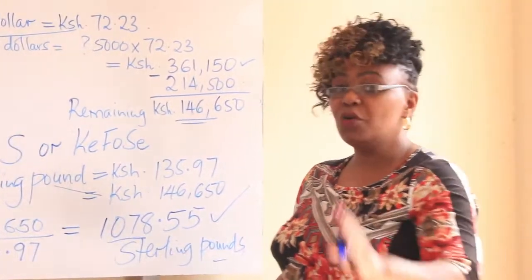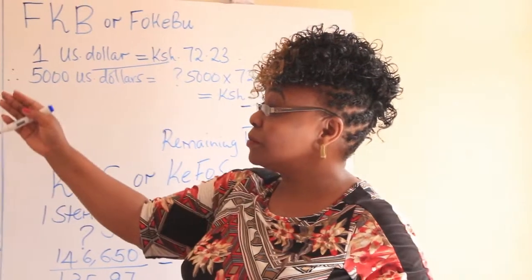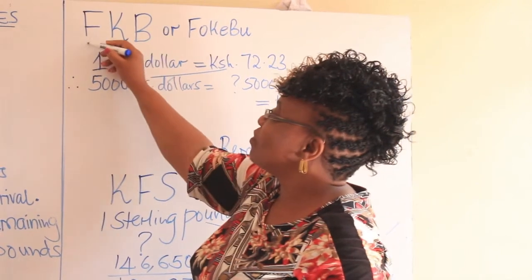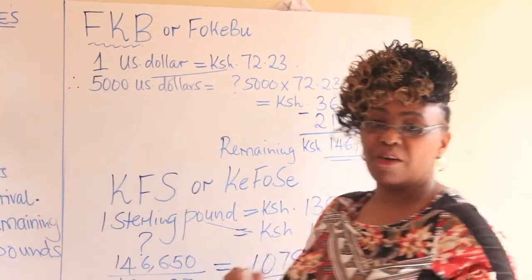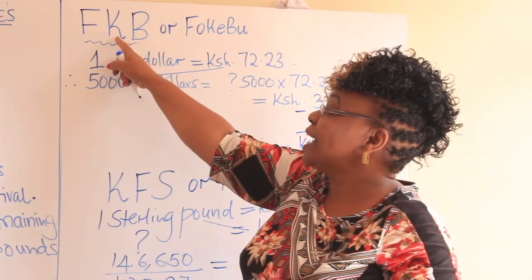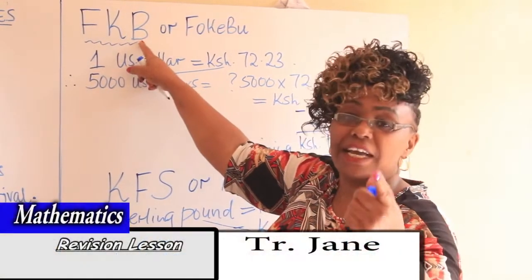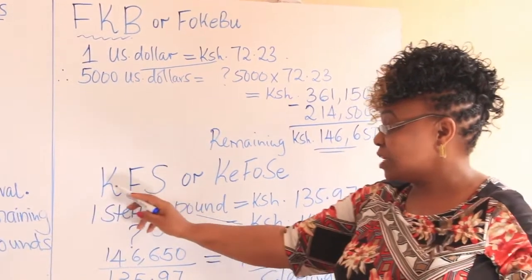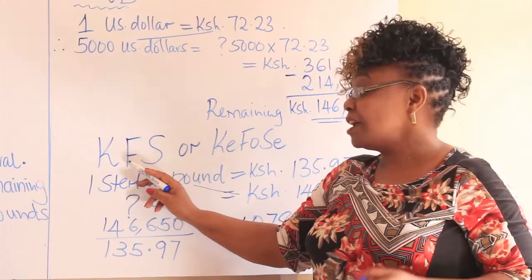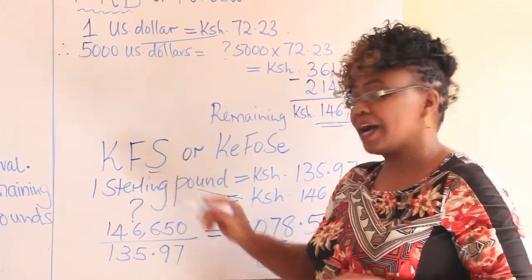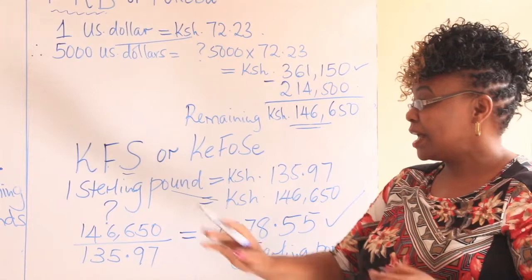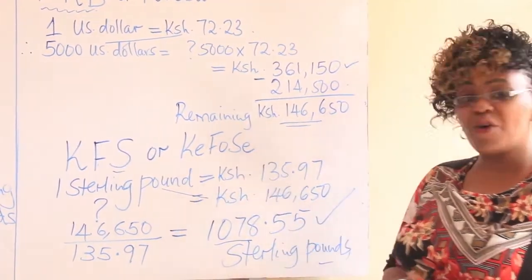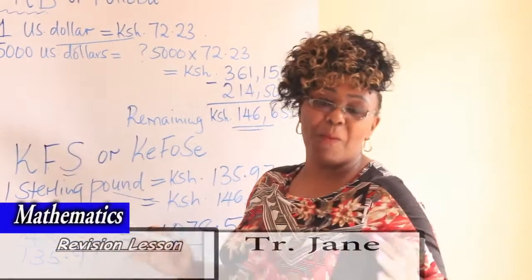So the most important thing when you come to these problems to do with exchange rates is to know the formula. FKB, foreign converting into Kenyan shillings, the bank buys. If you have Kenyan shillings and they are to be converted into foreign currency, the bank does what? The bank sells. KFS or KFOSE. And therefore, with that, go and do more practice.